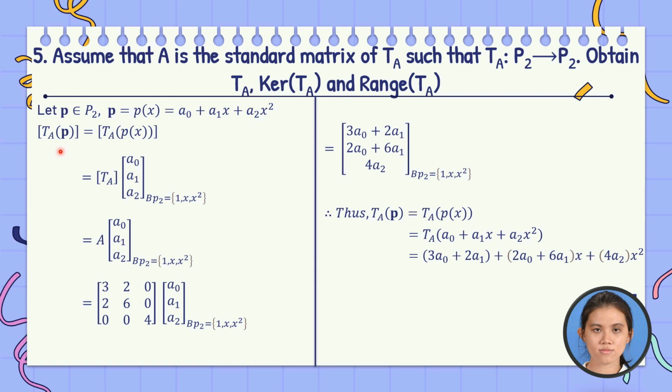Then we use the formula of TA(p) by multiplying matrix A with a0, a1, and a2 with respect to the basis of 1, x, and x squared. Finally, we obtain TA(p) equals 3a0 plus 2a1, 2a0 plus 6a1, and 4a2 with respect to the basis of 1, x, and x squared. To write the TA(p) in a proper way, we can say that TA(p) is equal to 3a0 plus 2a1 plus 2a0 plus 6a1 x plus 4a2 x squared.